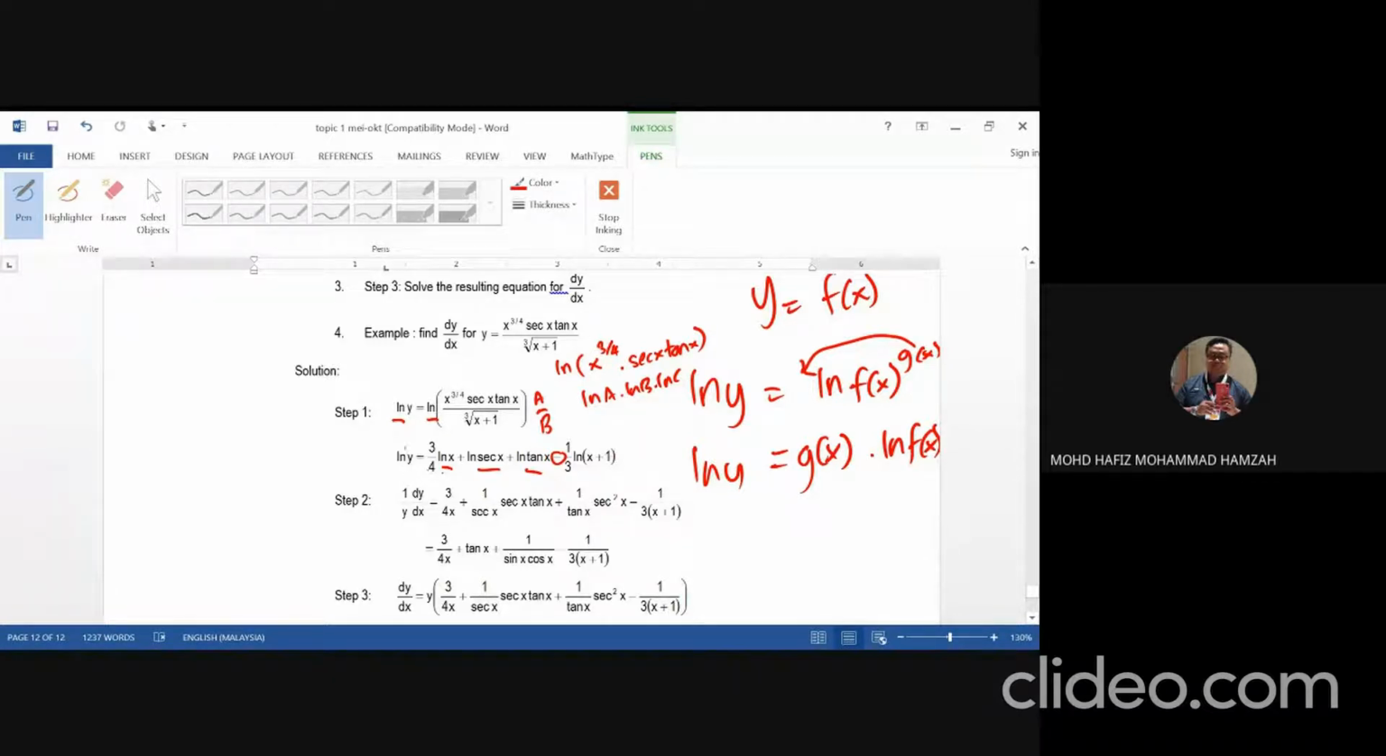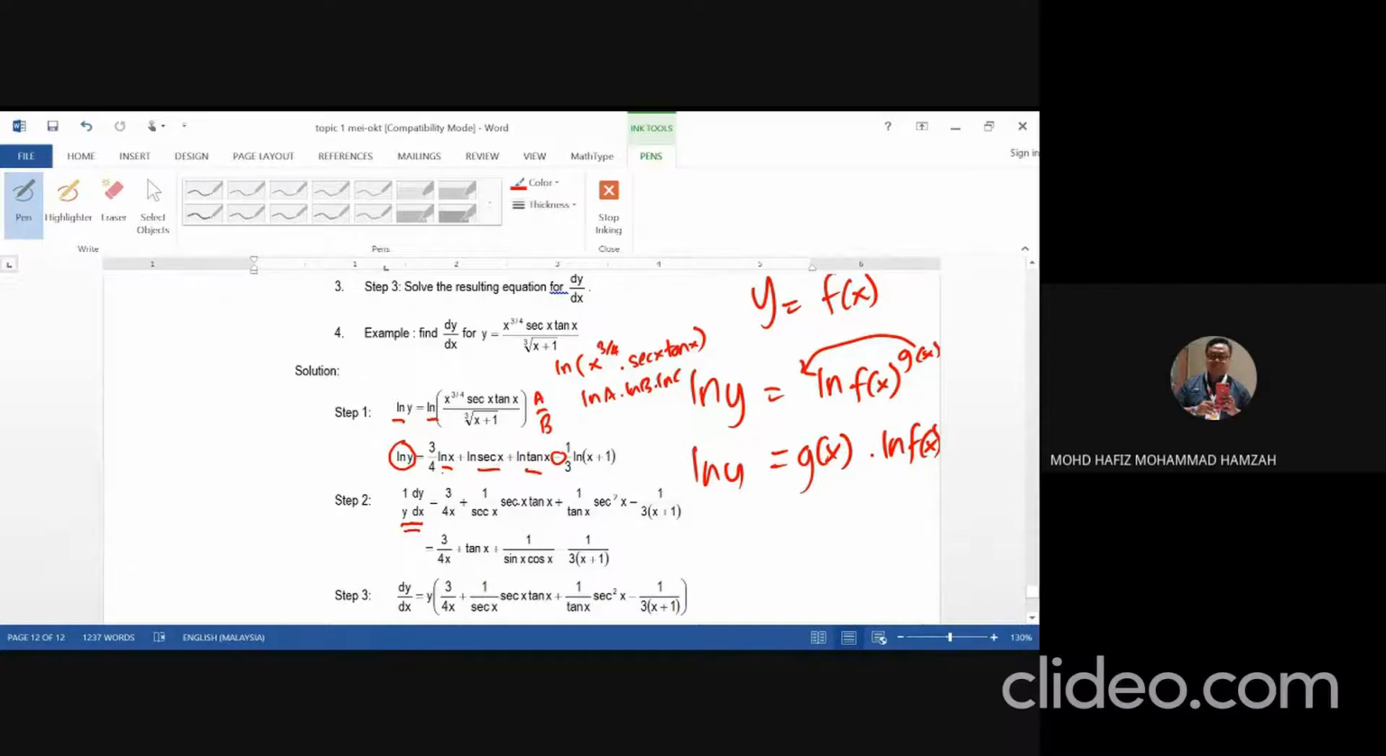Alright, so next step kita differentiate ln. Bila kita differentiate ln, kita akan dapat 1 over y. Because this is y, but we want to differentiate with respect to x. So dia akan jadi implicit differentiation. So that's why we have 1 over y dy/dx here. Okay. Ini always 1 over y. Right, so yang ni 3/4 ln x. So differentiate ln x will give you 1 over x. Ini dapat. And then differentiate secant akan dapat 1 over secant.